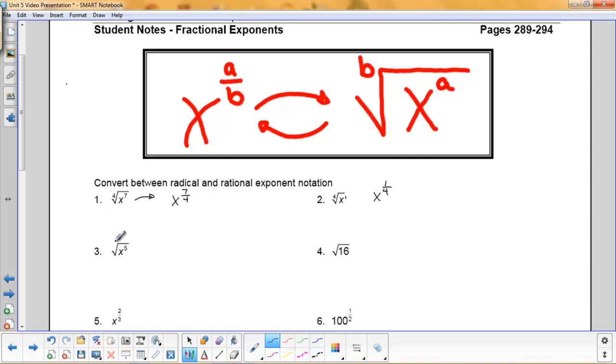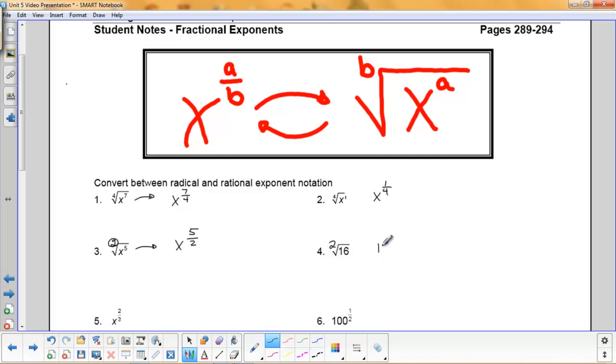Now, what happens when the index is not written? Usually that's a 0 or a 1 in mathematics, but this is one of the few times when it's not 0 or 1. And remember, it's a square root, and when we square something, it's going to be a 2. So when you see a radical without an index, it is a 2. So that's going to be x to the 5/2 power.